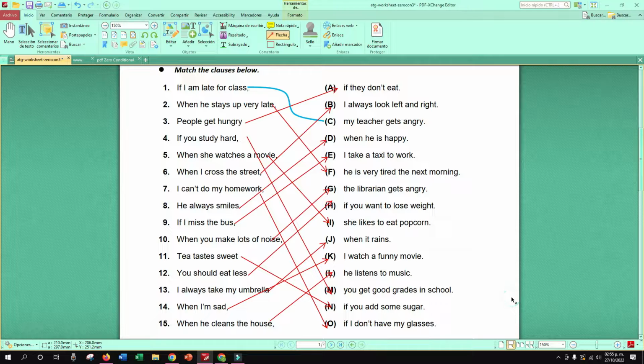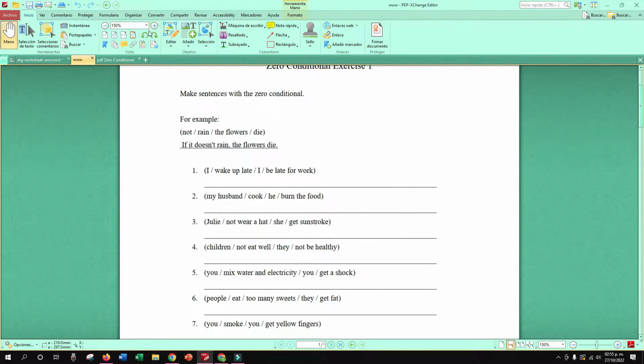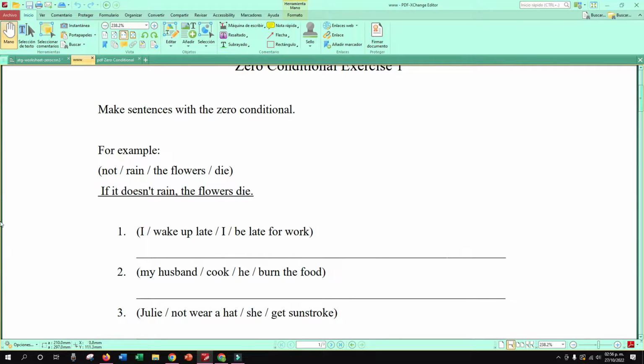So, let's do another activity. Here we have this. This is a little bit complicated, but let me show you the example. It says, make sentences with the zero conditional. There you have, for example, not, rain, the flowers die. If it doesn't rain, the flowers die.